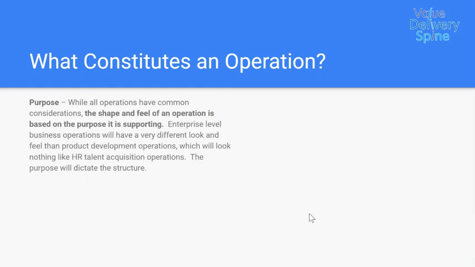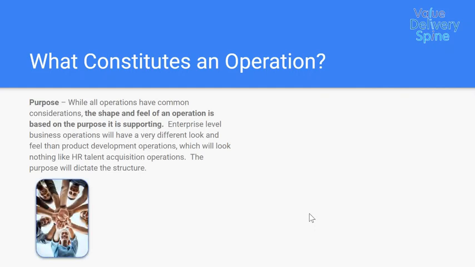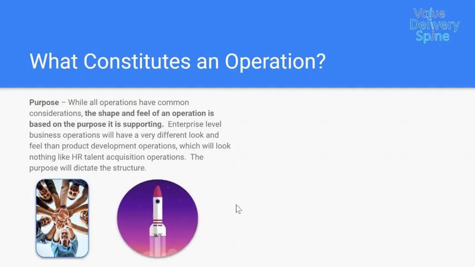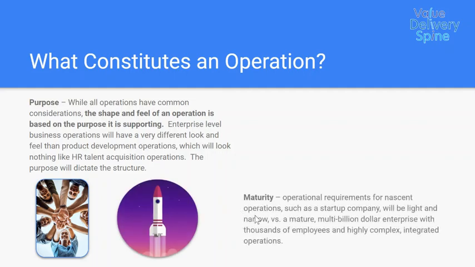What also shapes an operation is its purpose. It will have a very specific shape and feel depending on what it's supporting and what outputs you're trying to get. Two examples: the process that you use, the operation that you use to hire, to bring somebody into our team that effectively works with our team, is going to look very different than a process that supports product launches. Also, we have to consider maturity.